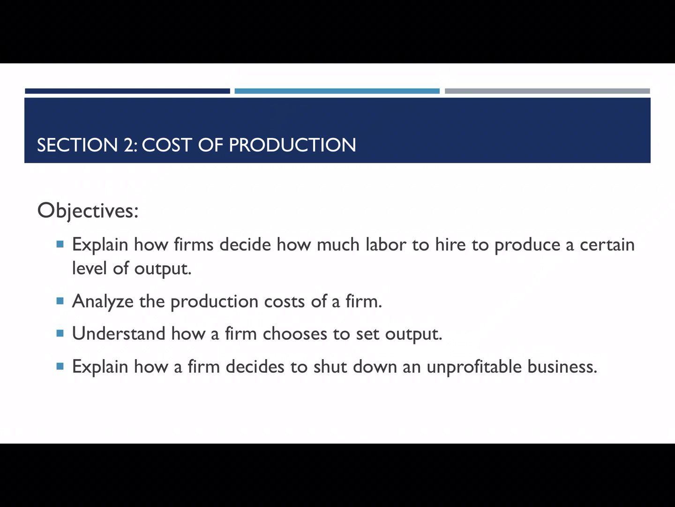All right, so we're going to cover a couple objectives today. First, explain how firms decide how much labor to hire to produce a certain level of output. We'll analyze the production cost of a firm. We'll understand how a firm chooses to set output. Obviously, it's going to be to maximize profit. And then how a firm decides to shut down an unprofitable business.